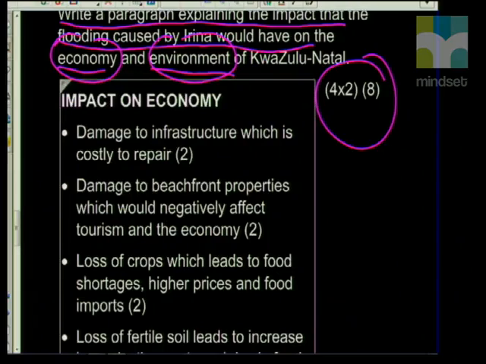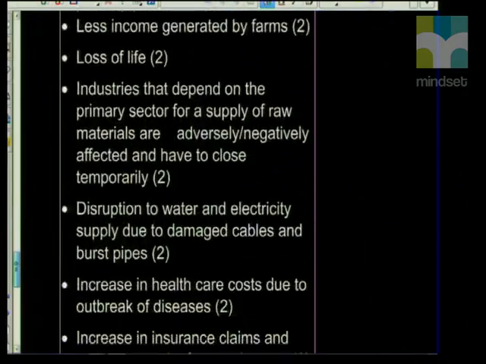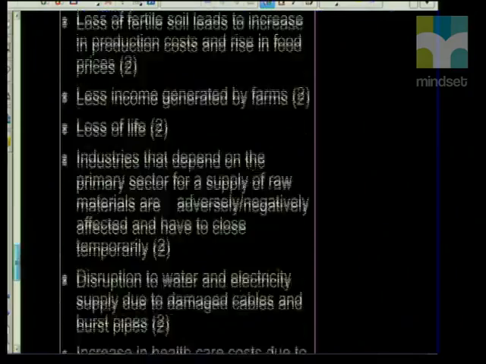Impact on the economy, damage to infrastructure. How does it affect? You must know the cost. People don't go to work. Things stop operating to fix it. Beachfront properties, recreation is damaged. Loss of crops, which leads to food shortage, economic impact, more imports. Let's look at some of these, and there are various things here. You can check the website.